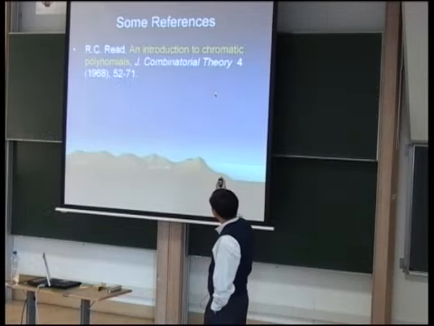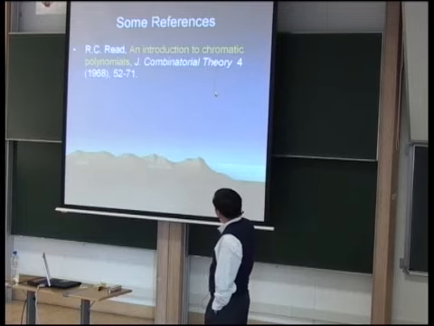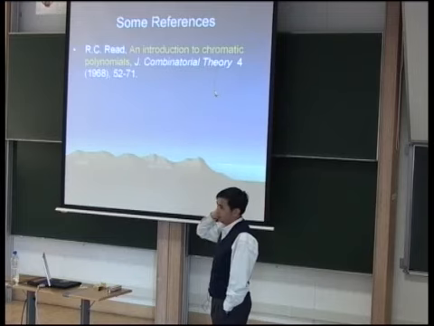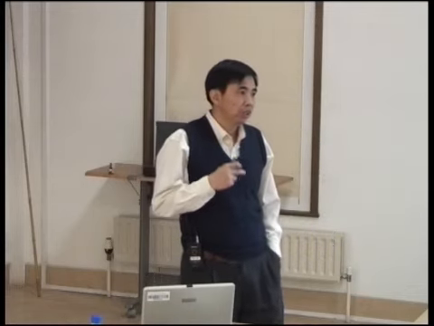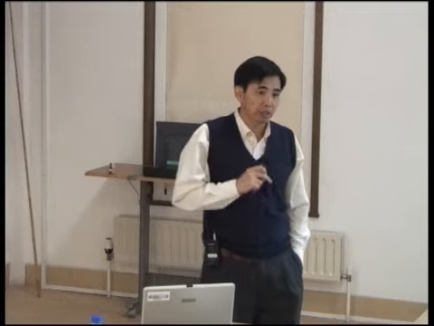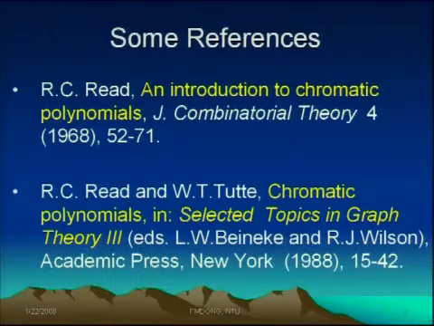The first one is by R.C. Read. I think he once worked in Waterloo. The paper is Introduction to Chromatic Polynomials. This is the first article on chromatic polynomials I read. The second one is by Read and Tutte, in the book Selected Topics in Graph Theory. Both articles are very helpful for you to know more about the properties of chromatic polynomials.